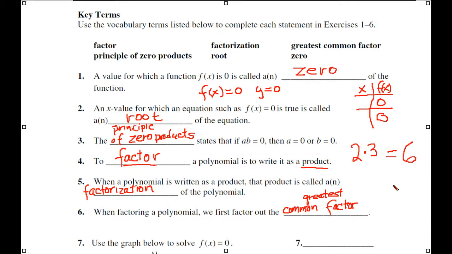And number 6, this is when factoring a polynomial, what do we always do first? Well, we factor out the greatest, sometimes referred to as a capital G, common, capital C, factor, capital F. So you'll see these initials every once in a while. Greatest common factor.